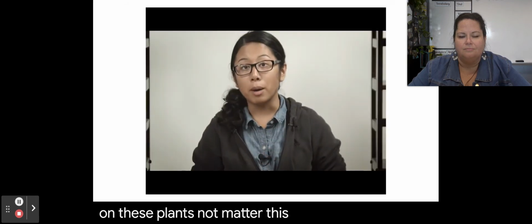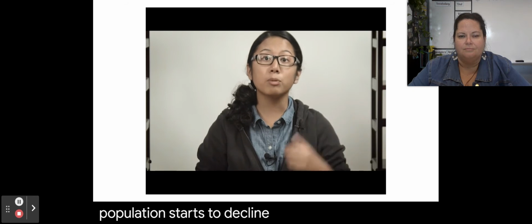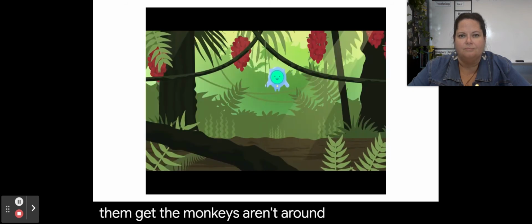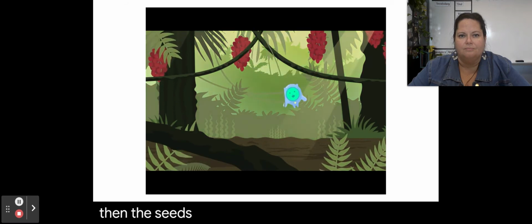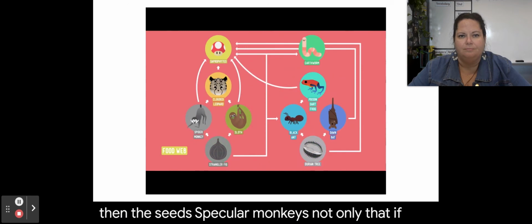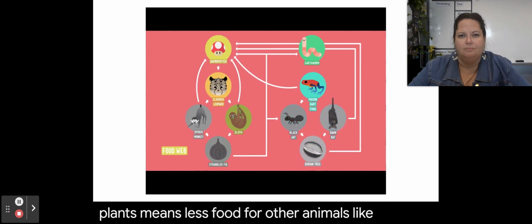Now imagine the spider monkey population starts to decline. Maybe they're hit with a strange new disease, or maybe humans overhunt them. If the monkeys aren't around to eat the fruit, then the seeds aren't scattered around, and the forest stops growing, leaving fewer fruits for fewer monkeys. Not only that, fewer plants means less food for other animals, like insects and our sloth friends.